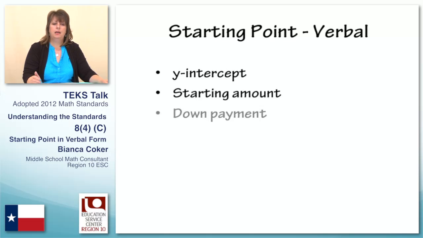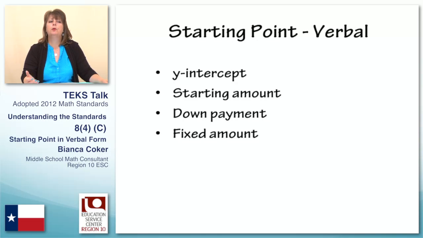It can be a down payment that you pay before you start renting something. It could be a fixed amount. You have a fixed fee, a shipping and handling charge, and then you pay a per pound charge or a per day charge after that. So that's where that comes from. And students should be able to identify the starting point, the y-intercept, from verbal situations.